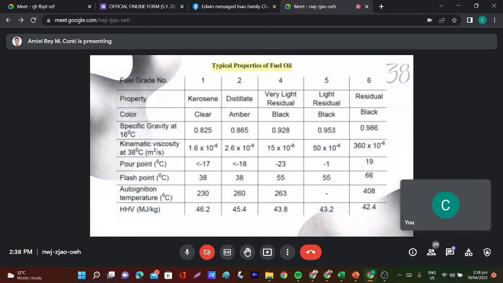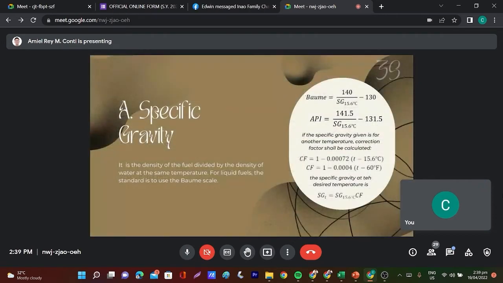Ito po yung table. So you can see, specific gravity. It is the density of fuel divided by the density of water at the same temperature. For liquid fuels, the standard is to use the Baum scale. Ito po yung Baum scale, yung 140 over SG of 15.6 degrees Celsius minus 130. Kasi yung PI po ito.